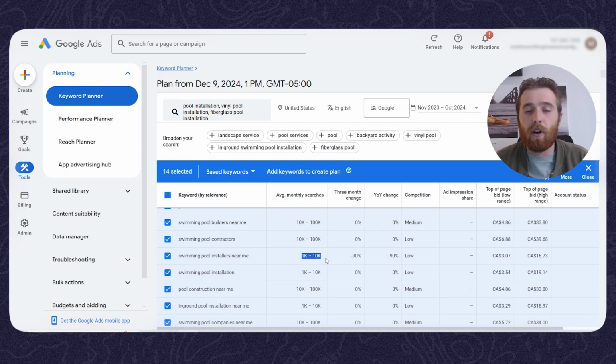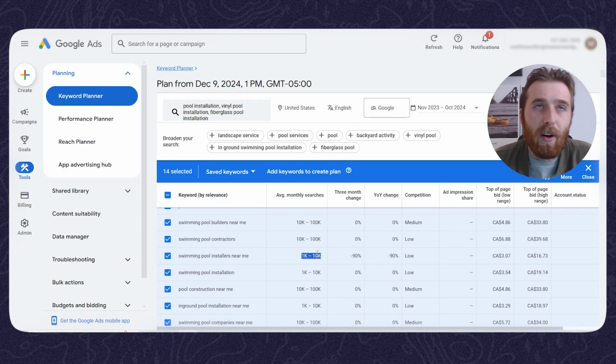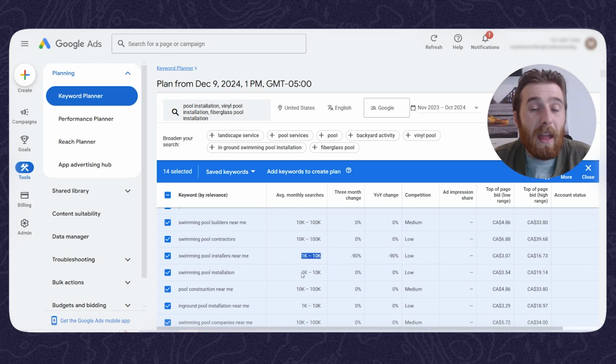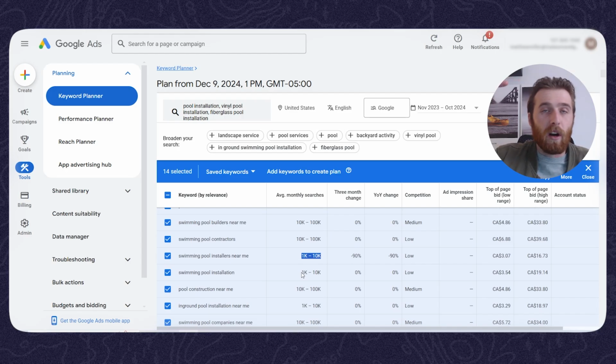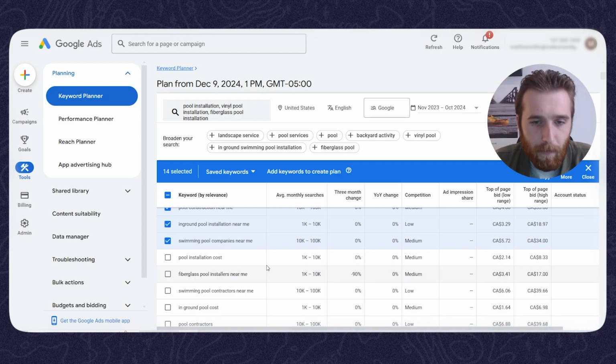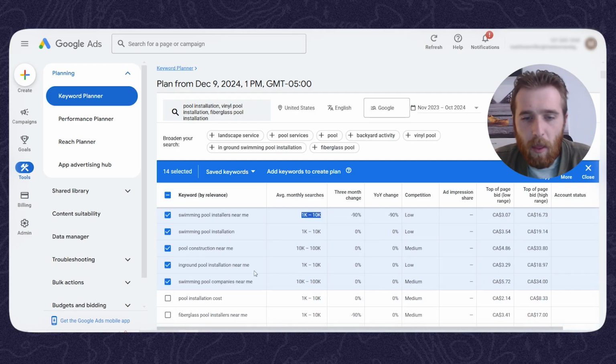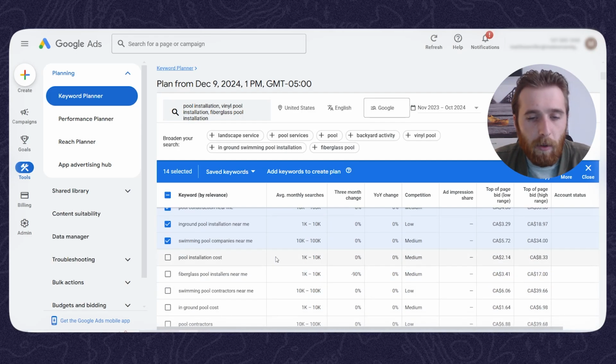Completely fine. But if you're trying to run a campaign with 0 to 100 searches a month, it might be a lot harder to get search volume. Then you start having to get really creative in how you're marketing. Maybe you're using Performance Max, maybe you're using display ads, maybe you're targeting higher funnel keywords where instead of pool installation, it's pools or something like that, where you can get more search volume in. So normally 1,000 to 10,000 on a handful of your keywords, you should be fine to run a basic campaign.